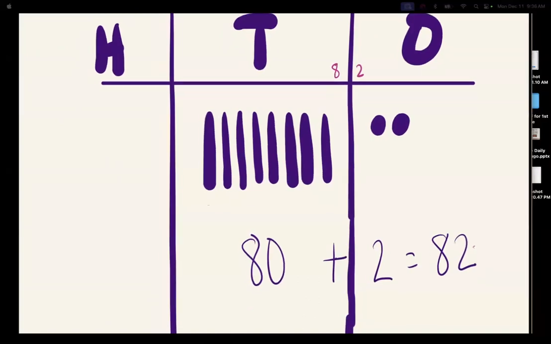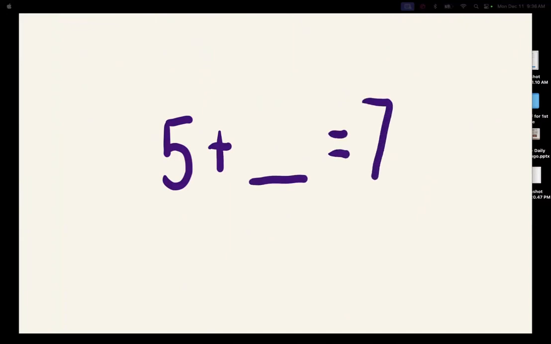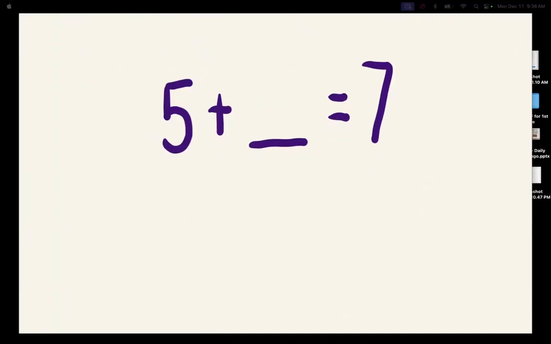Okay. So today we're going to go in a little bit further. On your test, you're going to be looking at trying to find numbers of the unknown. So we worked on this last week. For instance, if we have five plus blank equals seven, how many more do you need to make the number seven? Five plus blank equals seven. How many more do you need to make the number seven?